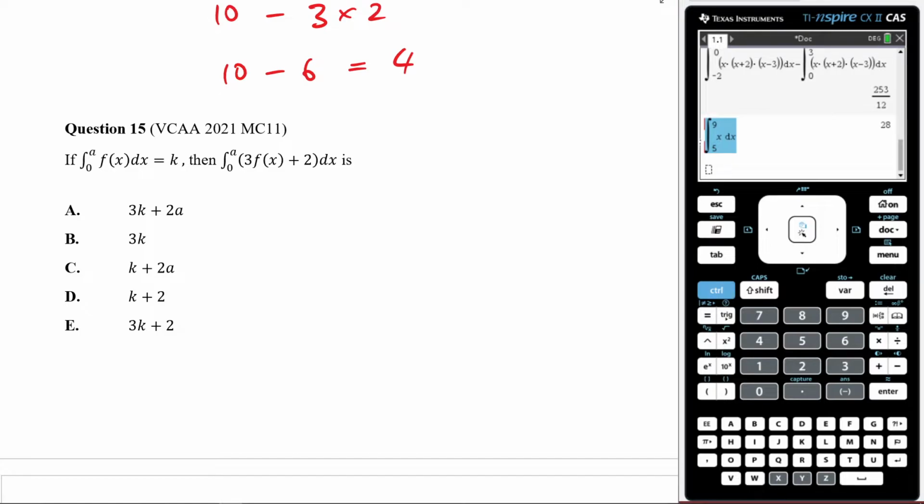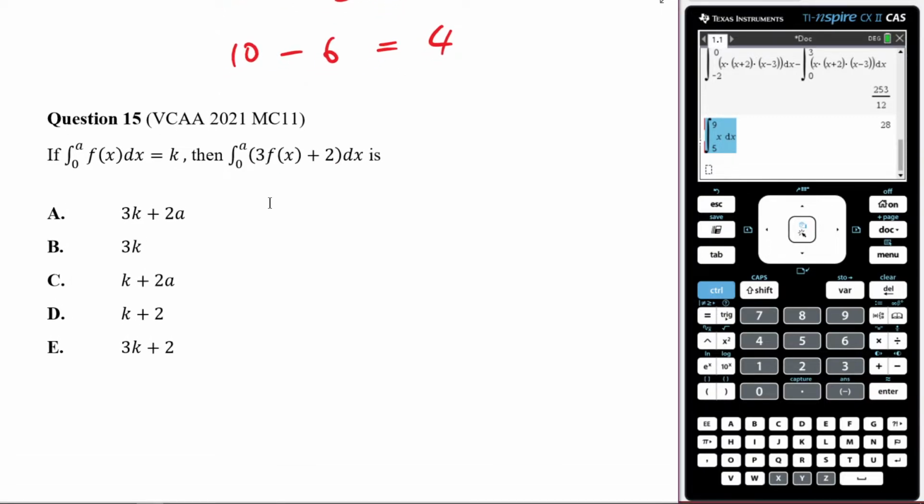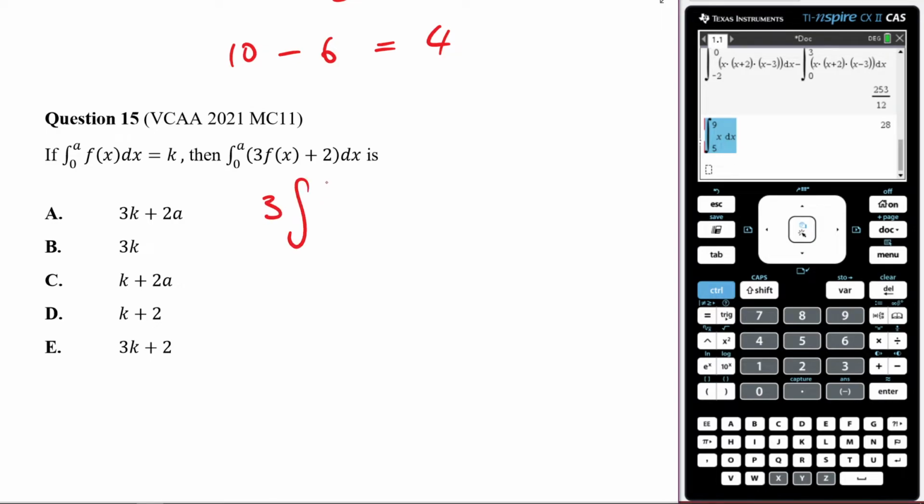All right, next. Oh, another VCAA question. Question 15. If the integral from a to 0 of f of x dx is equal to k, and the integral from a to 0 of 3 f of x plus 2 dx is this. All right, well, I'm just going to break it up. You can't trick me. The integral from a to 0 of 3 f of x dx plus, break it up, the integral from a to 0 of 2 dx.